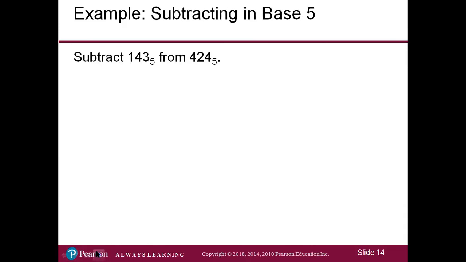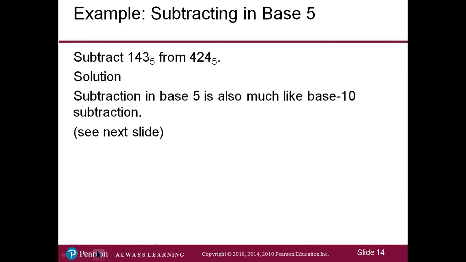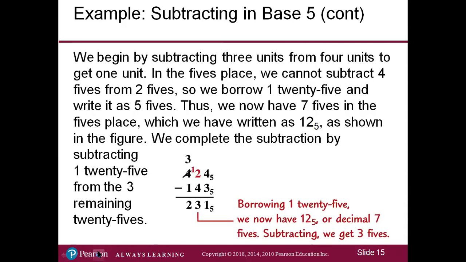Subtract 143 base 5 from 424 base 5. Solution. Subtraction in base 5 is also much like base 10 subtraction. We begin by subtracting 3 units from 4 units to get 1 unit. In the 5's place, we cannot subtract 4 fives from 2 fives, so we borrow 1 twenty-five and write it as 5 fives. Thus now we have 7 fives in the fives place, which we have written as a 1, 2, as shown in the figure.